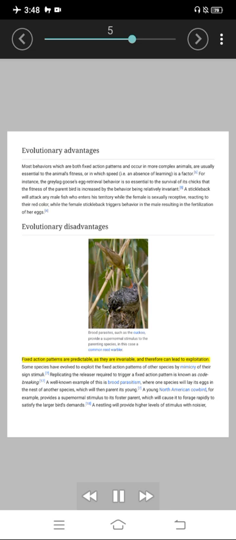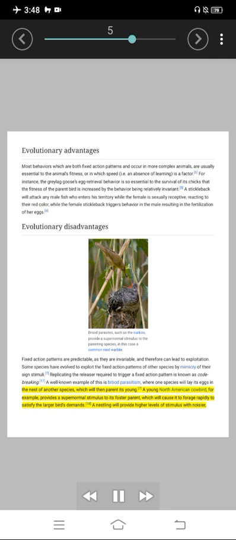Some species have evolved to exploit the fixed action patterns of other species by mimicry of their sign stimuli. Replicating the releaser required to trigger a fixed action pattern is known as code breaking. A well-known example of this is brood parasitism, where one species will lay its eggs in the nest of another species, which will then parent its young.